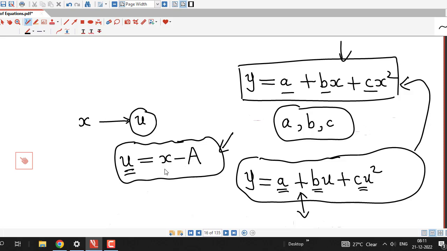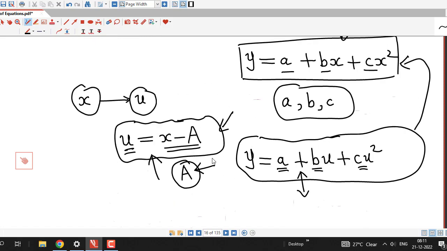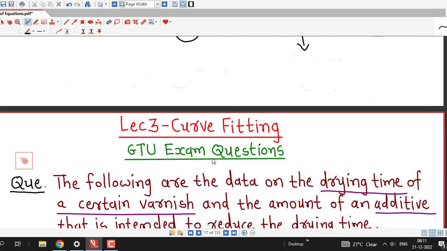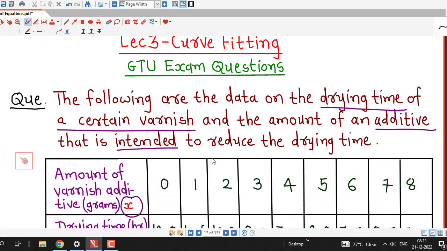So this is called change of origin. Instead of using x as independent variable, we are using u as independent variable, by this type of substitution, u equal to x minus A. This capital A is our choice. Either we can use capital A from the given data, or we can select any choice for capital A. So I have done this problem using this change of origin type transformation.